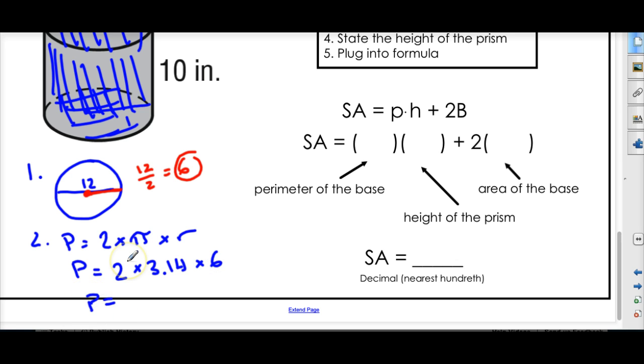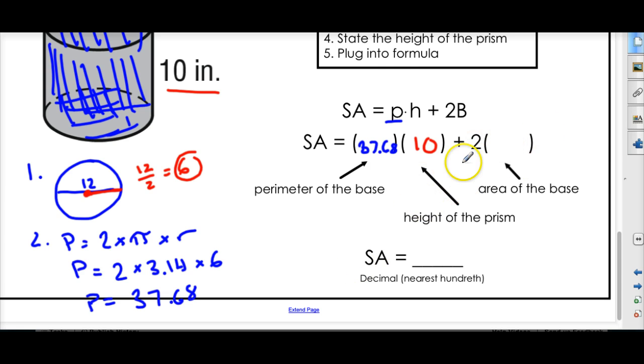Plug this into the calculator. 2 times 3.14 times 6, we get 37.68. Beautiful. So let's plug that in already. So we got 37.68 for the perimeter of our base. And we know our height is 10.